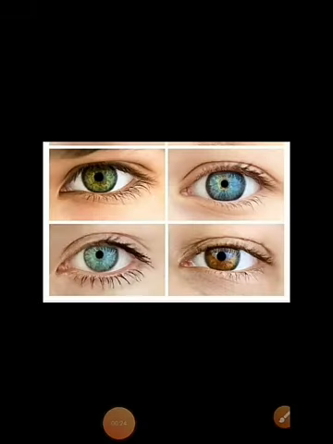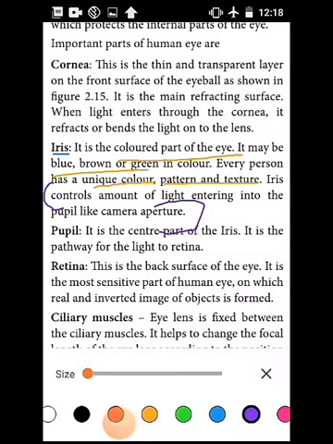Our eyes have different colors. For example, see this picture. These eyes have three colors: one is green, one is blue, another one is brown. Because of the iris, it is the colored part of the eye. See the paragraph on the iris. It is the colored part of the eye. It may be blue, brown or green in color.